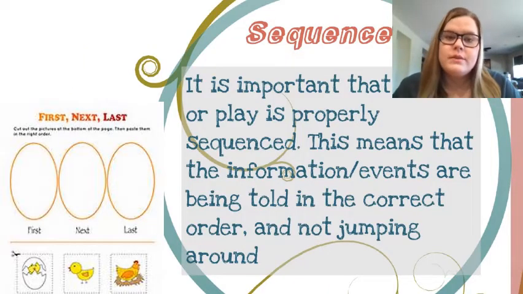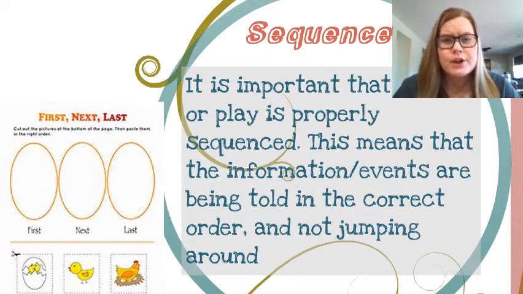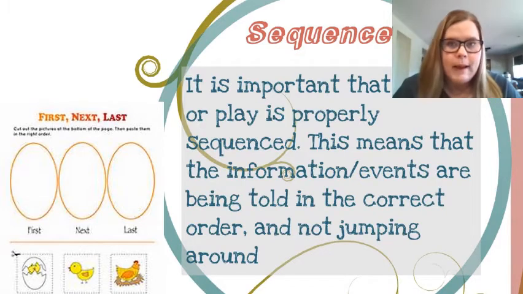So the first thing that needs to be considered is the sequence. This means that the information and events that you're talking about in your story or narrative are in the proper order. And the only time that jumping forward or jumping back is okay is when you're doing a flashback or a flash forward, but it needs to be extremely obvious to the reader that that's exactly what you're doing. Otherwise, they're going to get really confused, and it's not going to make any sense if you're just jumping back and forth a lot.